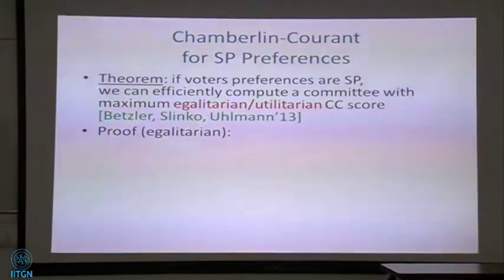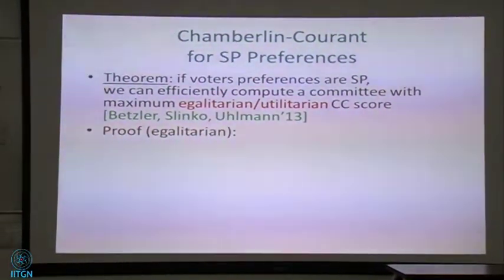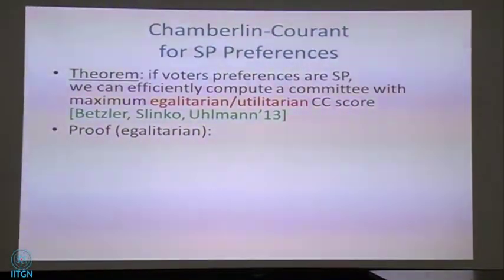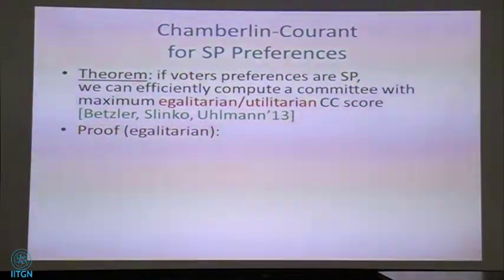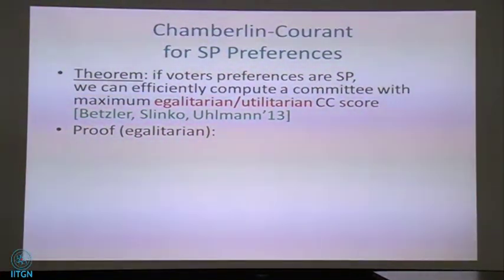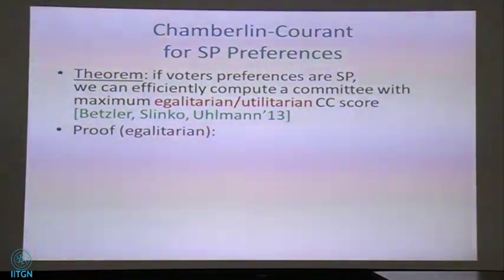Okay, so let's think about it. What does it mean that we want to maximize the egalitarian Chamberlain Current score? What can the egalitarian Chamberlain Current score be? We measure it by the satisfaction of a voter from the committee, so it's a number between 0 and m-1. These are the values it can get. So we can go over all these values, and for each of them, we can check if there is a committee that provides this egalitarian Chamberlain Current welfare. And then we can pick the best value.